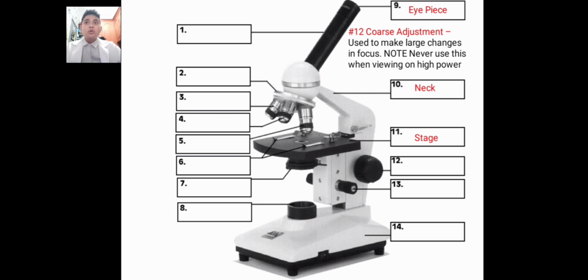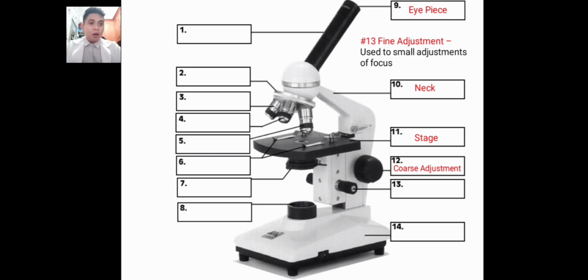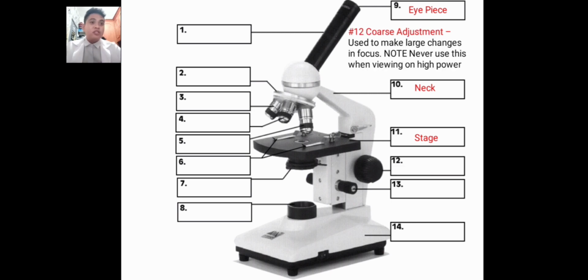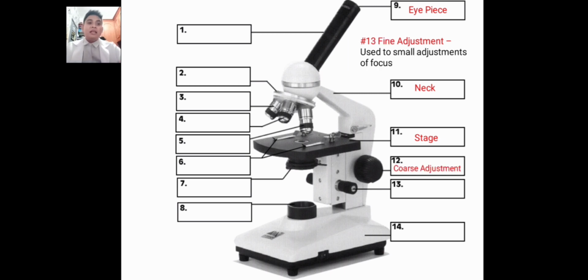And also, number 13 is the fine adjustment. Ano nga ba yung fine adjustment, bro? Used to make small adjustments of focus. Kung nakita natin kanina, ang sabi doon sa coarse adjustment, large changes in focus. Ito naman ang kabaliktaran ng coarse adjustment, the fine adjustment. Yung maliit lang na focus ang kailangan mo, ang kailangan mo doon is yung fine adjustment. Okay po?